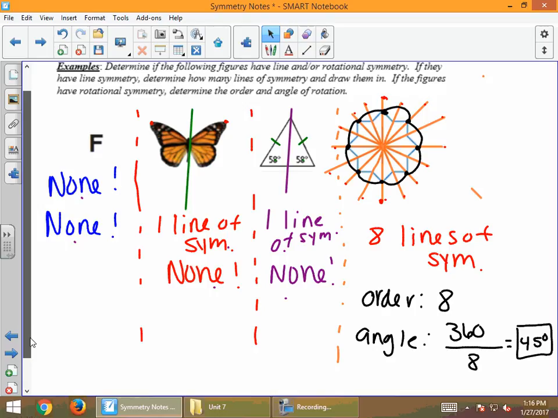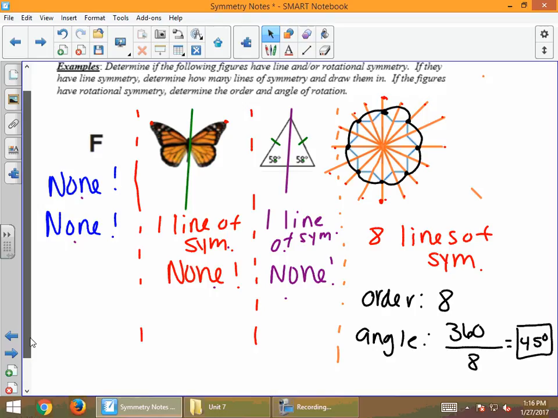You might be asked that question on your quiz, or on a test, or on practice. It might say, which angle is not an angle of rotation? So you'd have to know the main angle of rotation is 45. Which one of those is not a multiple of 45? That tells you what your answer is. So keep that in mind as well.